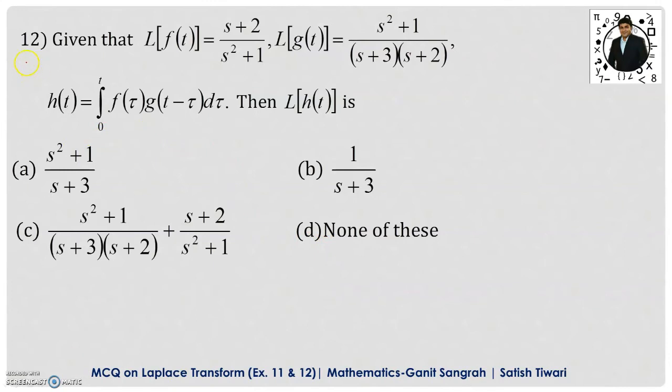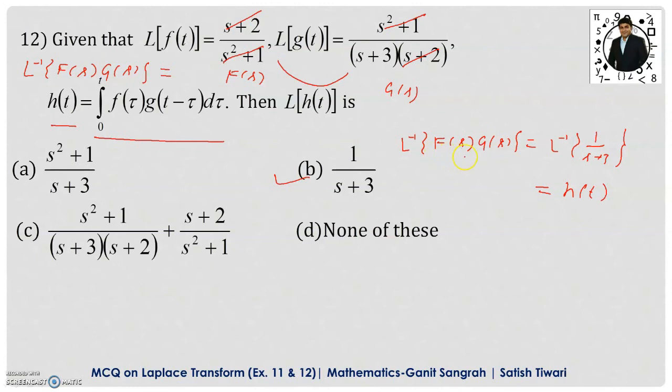What is that statement? It is L inverse of F(s) into G(s), where F(s) and G(s) are the Laplace transforms of f(t) and g(t) respectively, and it will be given by this h(t), that is this integral. Now F(s) and G(s) are already given to you, so I just put them here and take the multiplication. The s+2 will get cancelled with this s+2, and s²+1 also gets cancelled. What is left? 1 upon s+3. So here we got the answer, that is option B, 1 upon s+3.